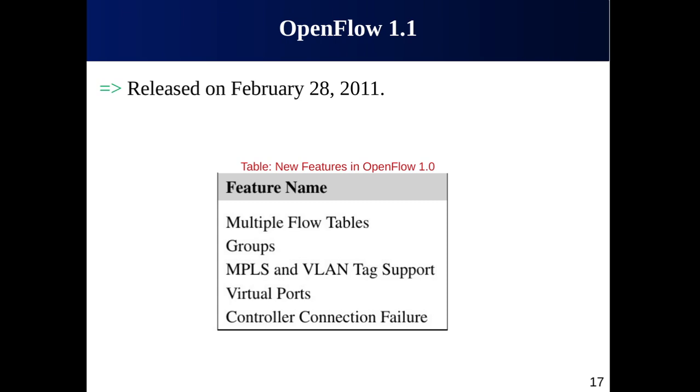The first modification was made to the multiple flow tables. It is a more sophisticated approach now of packet forwarding in OpenFlow. This is one of the brilliant features. And then the concept of groups was introduced, MPLS and VLAN support, virtual ports, and controller connection failure. It was, by the way, released in 2011.